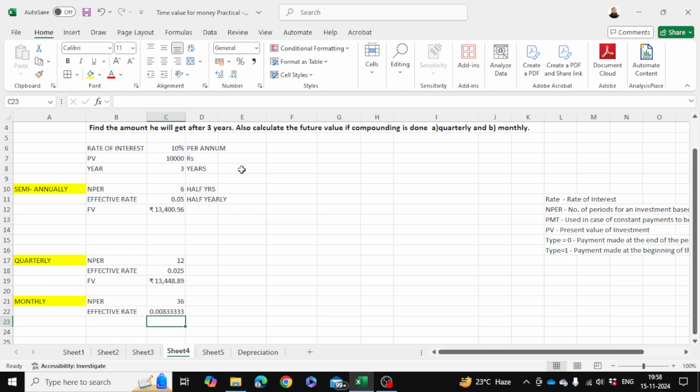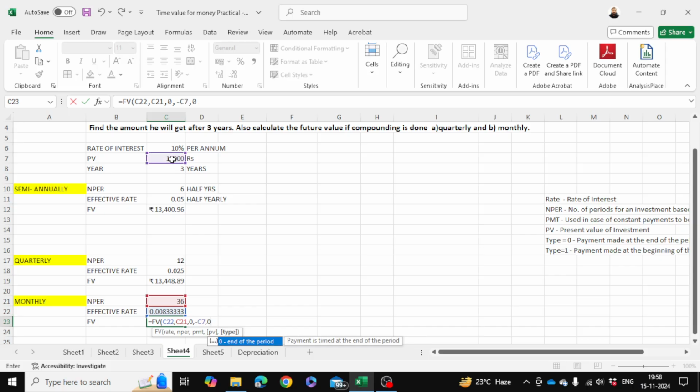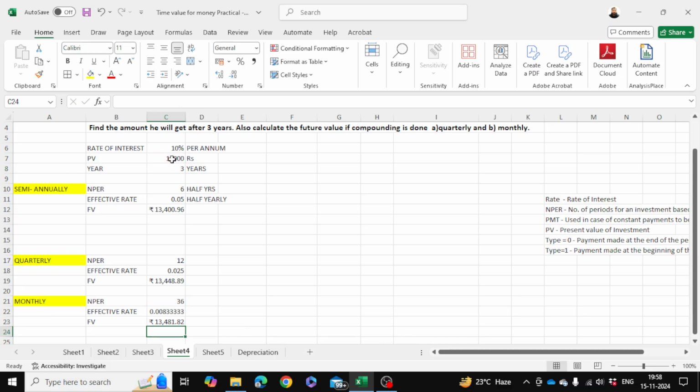Okay, and again you are going to calculate future value with the same formula, FV, rate of interest, effective rate of interest you have to take, end period you have to take, PMT is 0, then PV you have to take, that again negative. Keep on practicing these questions, you will easily do the practical. There is no such difficulty in doing these types of questions.